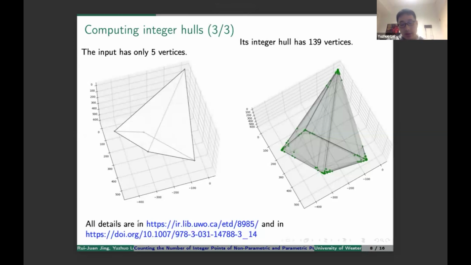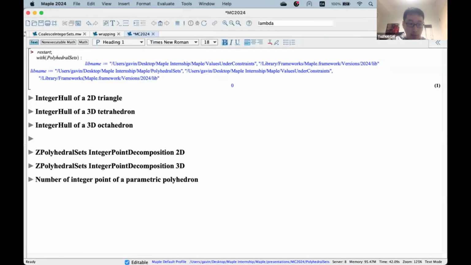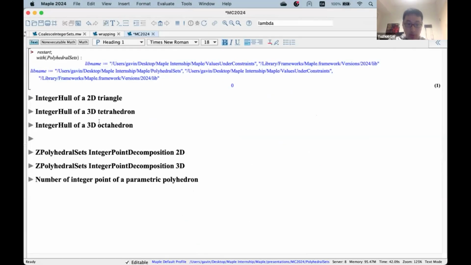Sometimes the result can be quite complex. For example, if we are given this input, the pyramid in 3D, its integer hull contains 139 vertices. And right now, I'm going to show a demo that shows how we compute the integer hull.